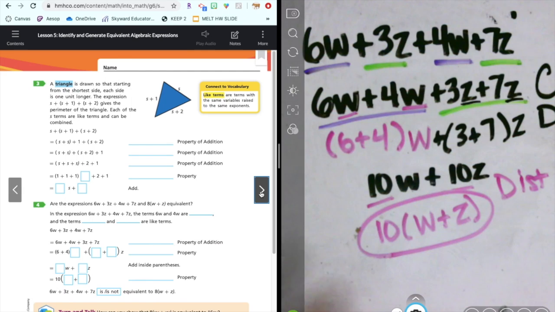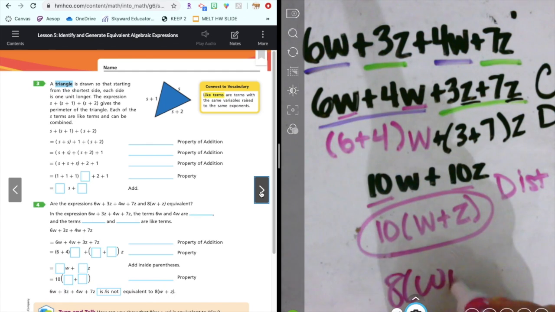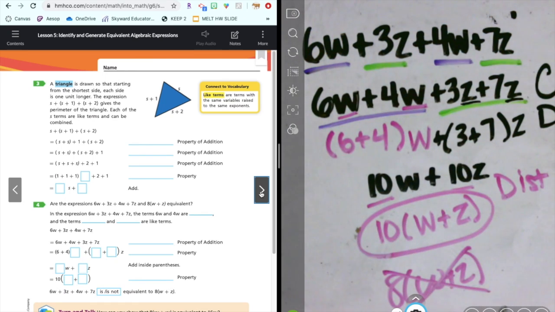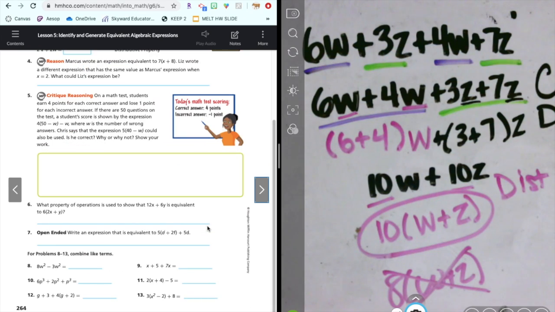And I just simplified that. Now, if I go back to the question, it asked if it was equivalent to 8 times w plus z. Is this equivalent? No, not equivalent. All right. Okay, so we're going to try some more.